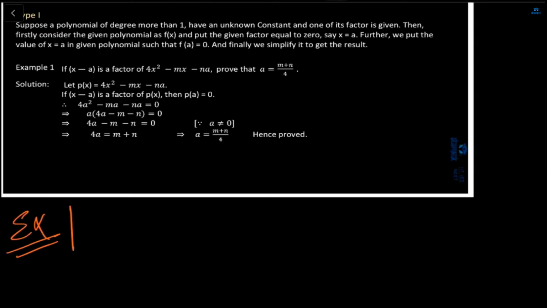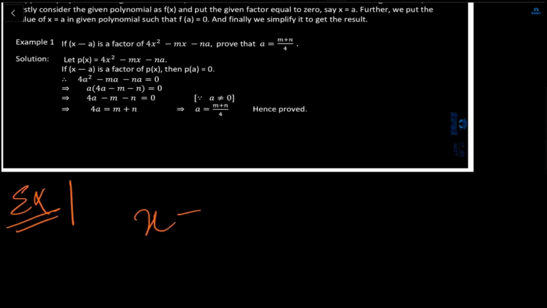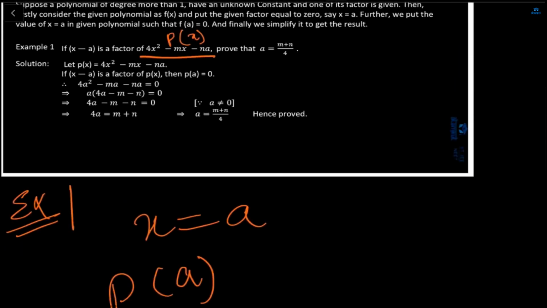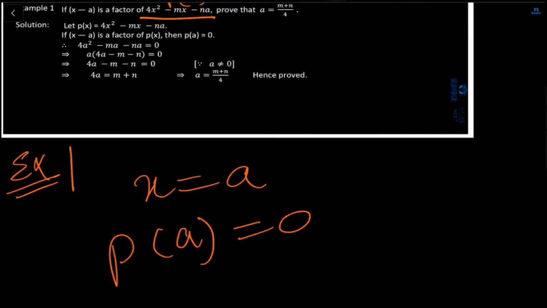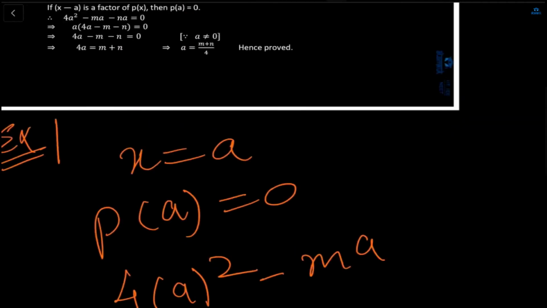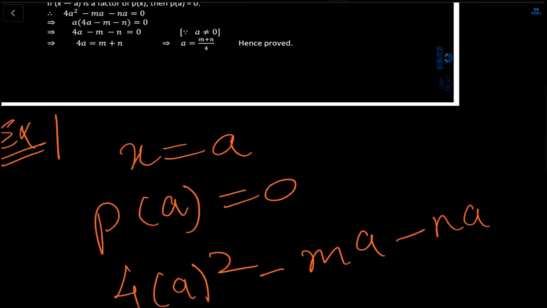Since x minus a is a factor of this polynomial, you need to find the zero of x minus a. The zero of x minus a will be what? x is equal to a. So you need to find p(a). I am writing p(a) because I am assuming that this is p(x). So p(a) should be equal to 0, since x minus a is a factor. So p(a) will be 4a square minus ma minus na is equal to 0.